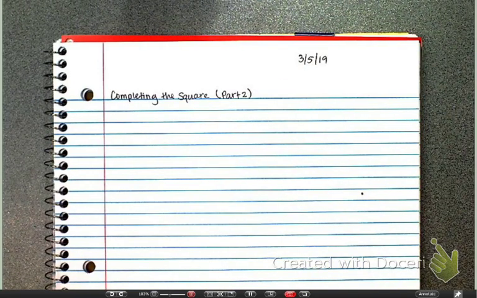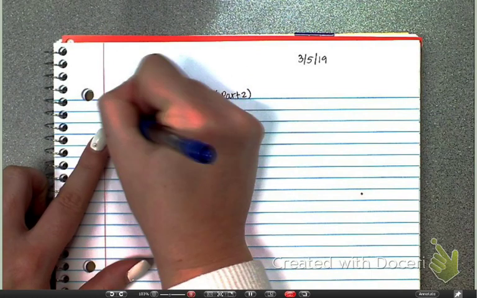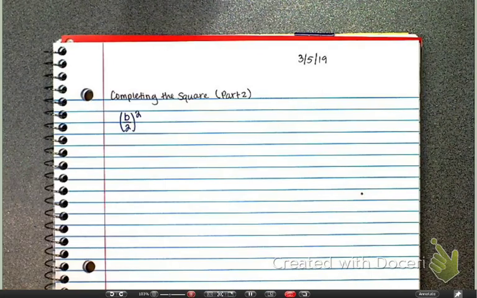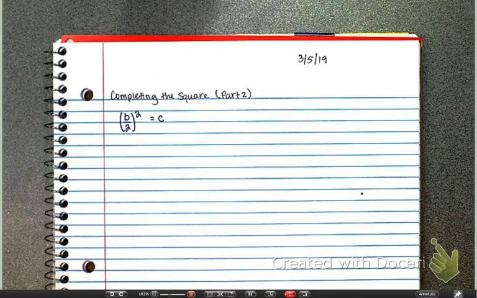And just as a reminder, because it's always good to write things out more than once, to complete the square, we use b divided by 2 squared, right? And what did that help us find? What did that find? C. That was my C term. So b divided by 2 squared gave me my C term.